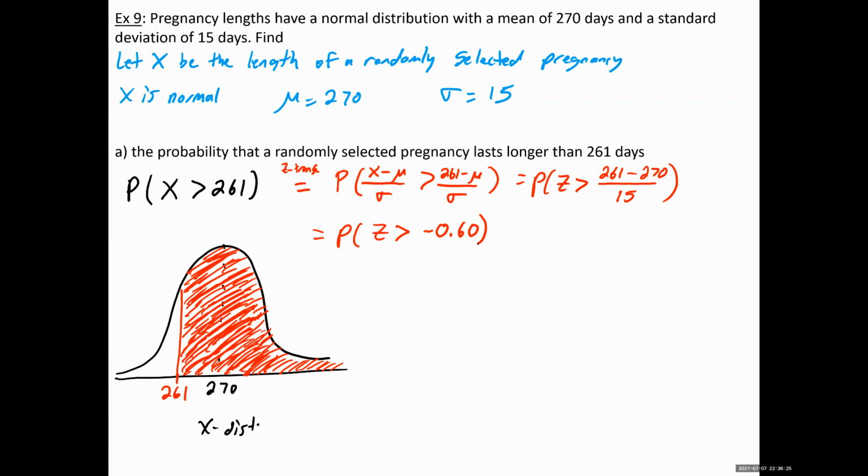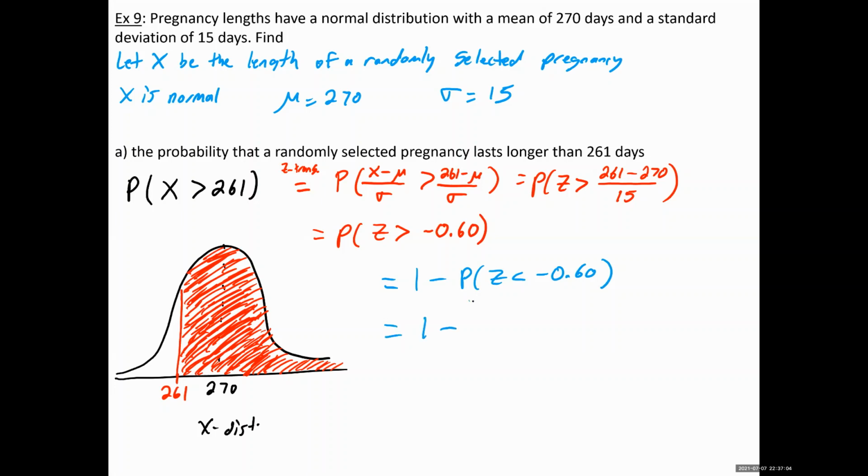Okay, so we did the Z transformation. Now that we've done the Z transformation, now we have to do this Z problem. We have to figure out what this is. So this is like the second part of the work. Now what do you do? When it's a Z greater than, can you look it up in the table right now? No. So what do you have to do? Yeah, you do the 1 minus formula. When it's a Z greater than, you do 1 minus. What's the rest of it? Probability of Z is less than negative 0.60.